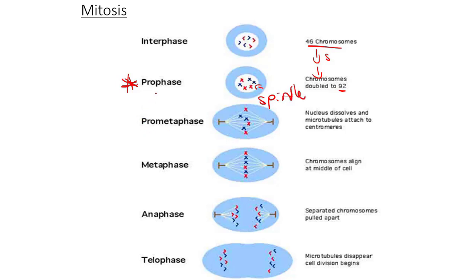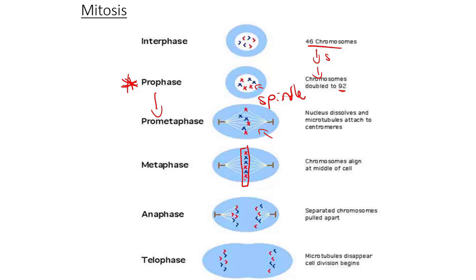By the time you get to the second stage, prometaphase, the chromosomes are starting to line up in the center, but the nucleus has disappeared, the nucleus has dissolved, and the spindle is fully formed. And what this spindle is going to do, I like to think, is grab these chromosomes and line them all up into the center of the cell.